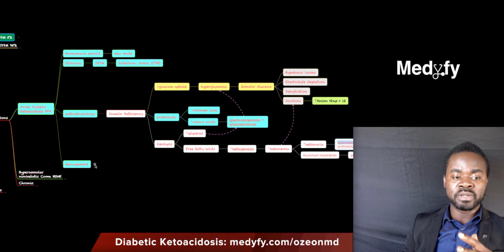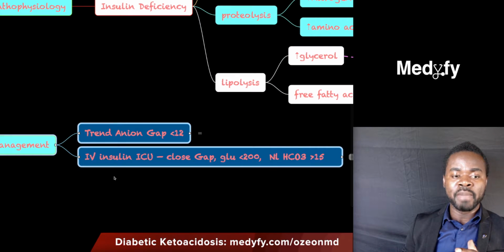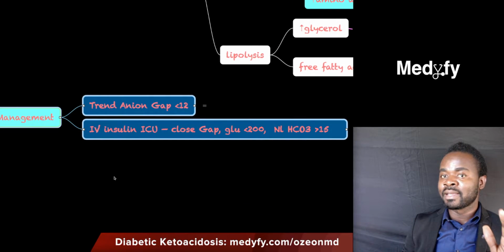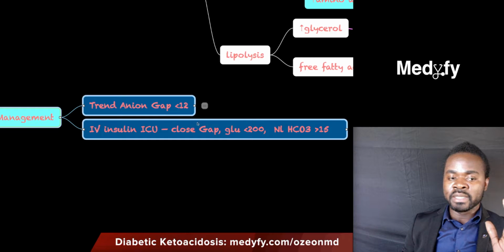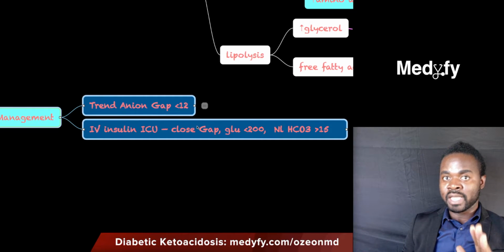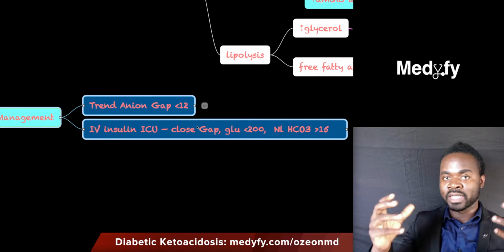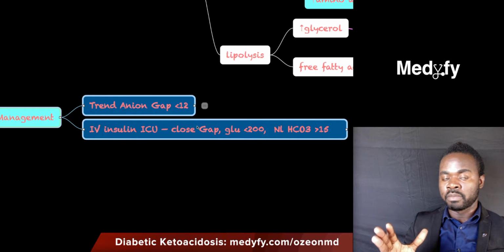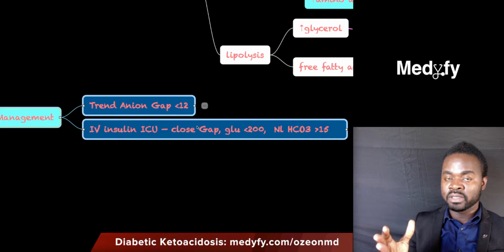Now let's talk about the management of DKA. In DKA, the management involves you trending the anion gap. It's important to know how to calculate the anion gap. Essentially, you're taking all the positive ions and all the negative ions and subtracting to find the difference. Knowing that sodium accounts for the bulk of the positive ions, and maybe a little bit of calcium and things like that, you want to have an anion gap between 8 and 12.